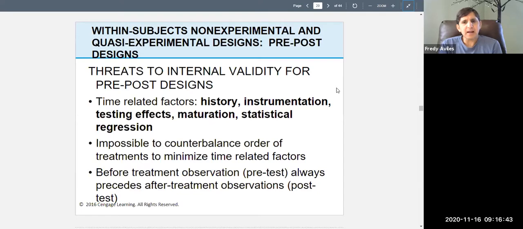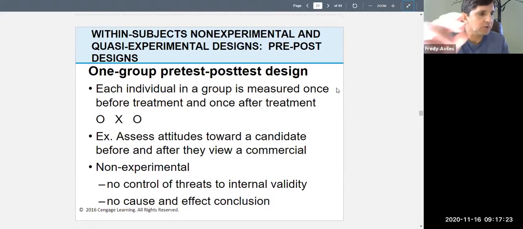It's impossible to counterbalance the order of treatments to minimize time-related factors. You can't really counterbalance because you don't really have a control group. The pretest always comes before, so when you measure before treatment, that always happens before the measurement of the after-treatment observation, the post-test. The pre-test always comes before the post-test. That's just the way it is. You have no way to counterbalance that. You can't have the post-test before the pre-test. It just doesn't work that way. It's always the same order.